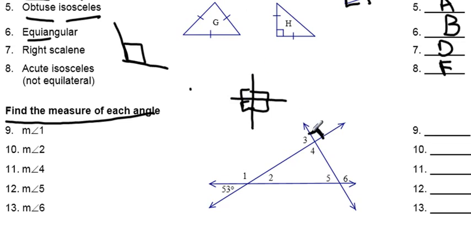If this is a right angle, then remember vertical angles are congruent. You have your linear pair here, so these are 90. You have your linear pair this way, so this is 90. So all those around there are 90 degrees.